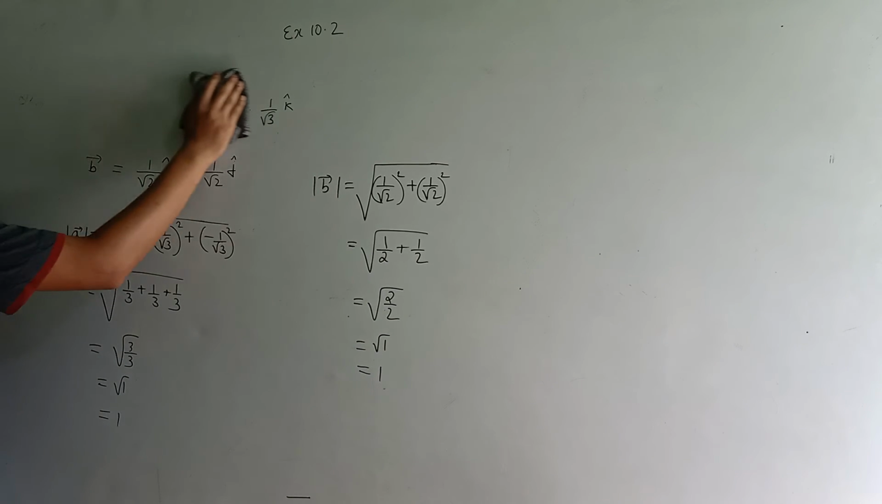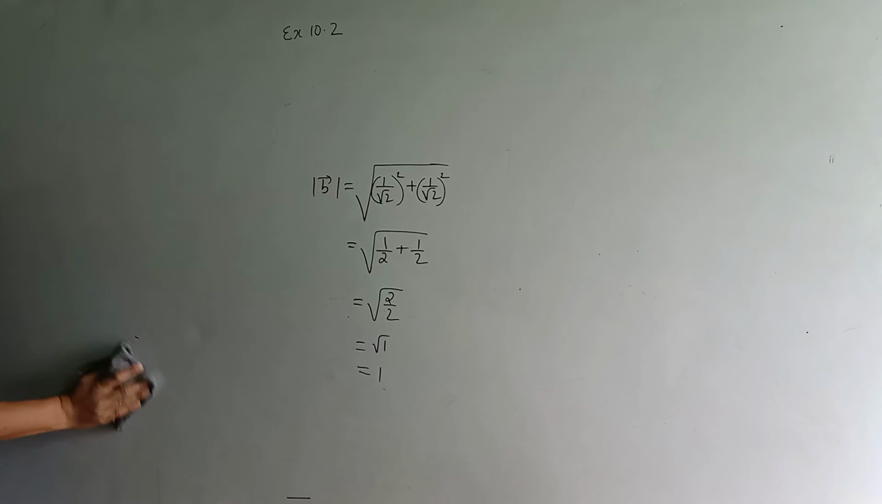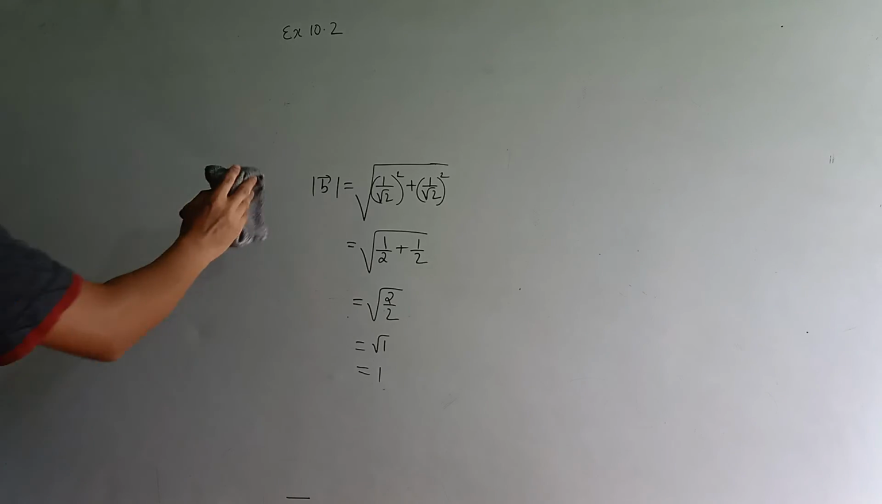What is the third one? Two different vectors having the same direction. Oh, two different vectors having the same direction.